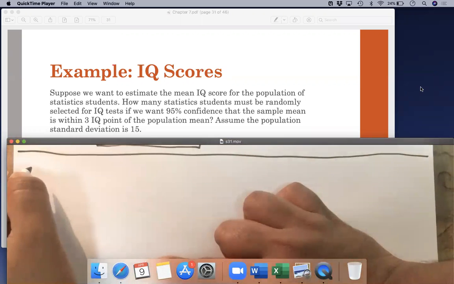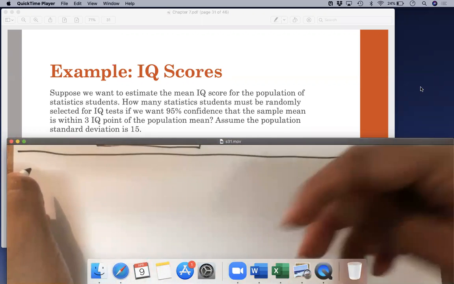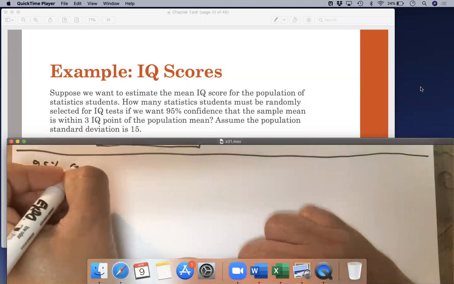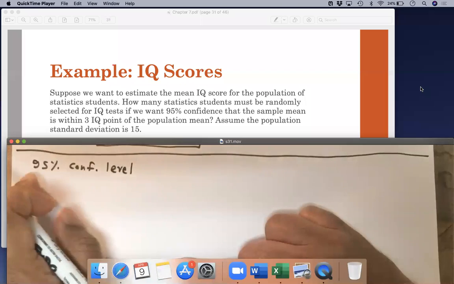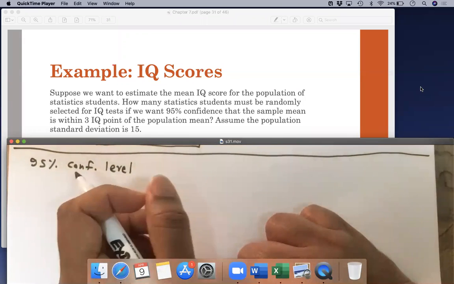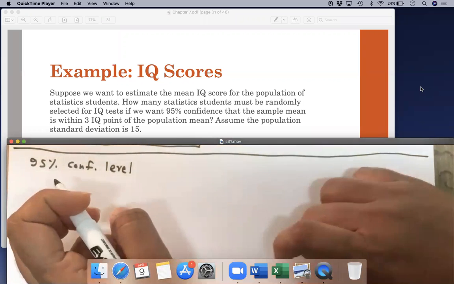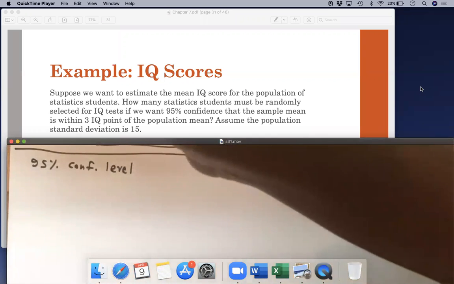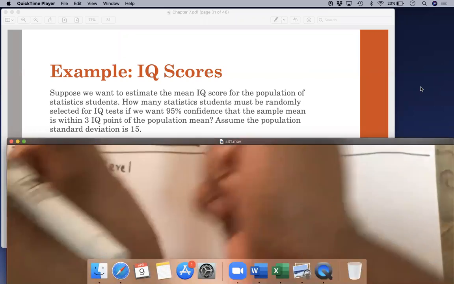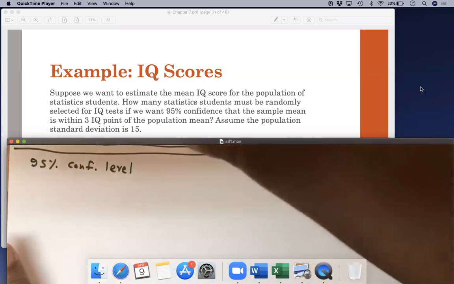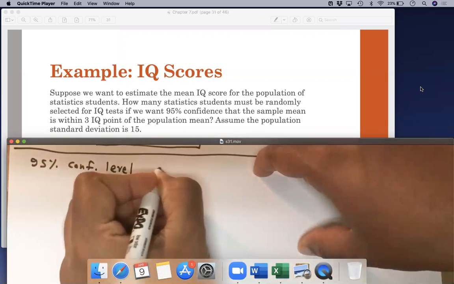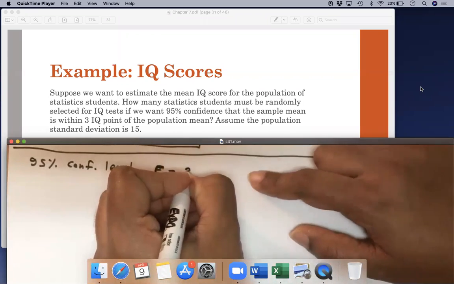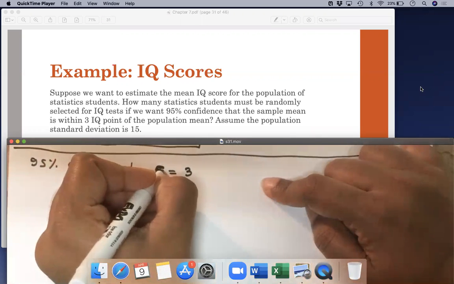Here, you want to find how many statistics students must be randomly selected. That is the question for the IQ test. If we want 95% confidence, what is our confidence level? It's 95. Then, confidence that the sample mean is within 3 IQ points of the population mean. Can you see? It says the sample mean should be within 3 IQ points of the population mean. So that is the difference between sample mean and population mean. I told you, that is our margin of error. So our margin of error is 3. Here it's E, margin of error.